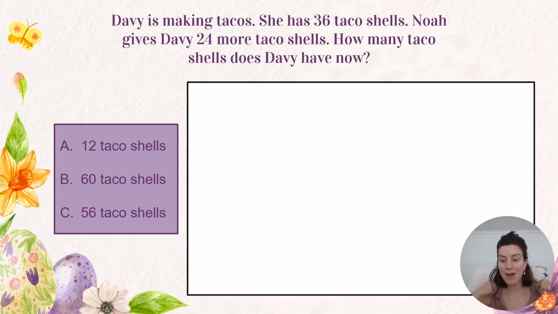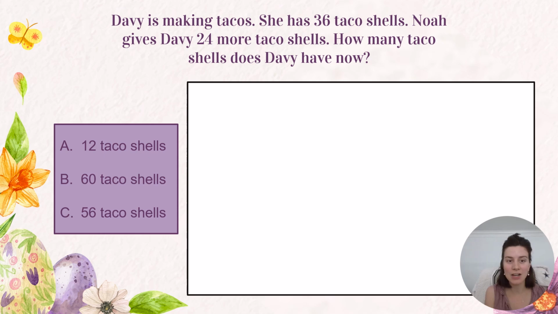All right, boys and girls, now we want to solve this story problem. We are going to use our 3 story problem steps in order to solve. So understand it, plan it, and solve it. The very first thing we need to do is read the story problem. Davy is making tacos. She has 36 taco shells. Noah gives Davy 24 more taco shells. How many taco shells does Davy have now?